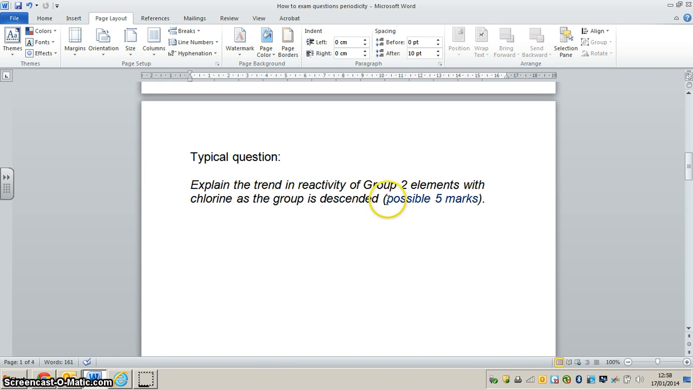So we've got here possible 5 marks. In an exam question it will just say 4 marks, 5 marks. So the key thing is, with all these questions, 5 marks, we're looking for 5 marking points. We're looking for 5 statements which are either bullet points in their own right or they're linked sentences.